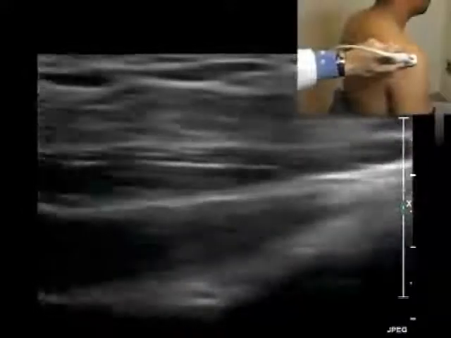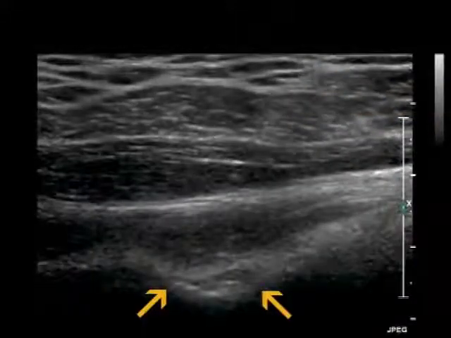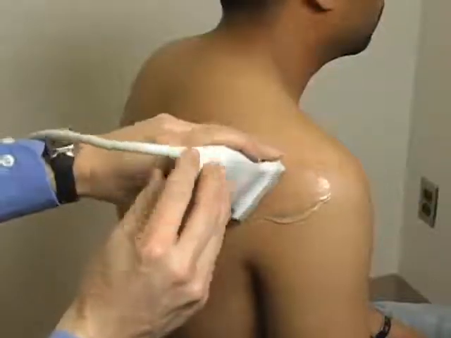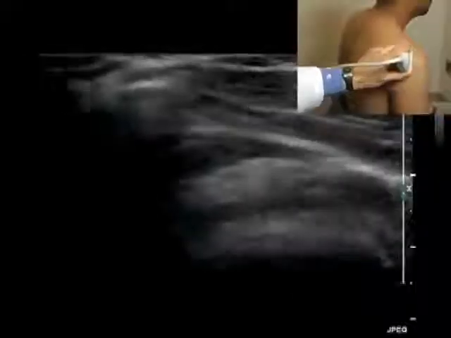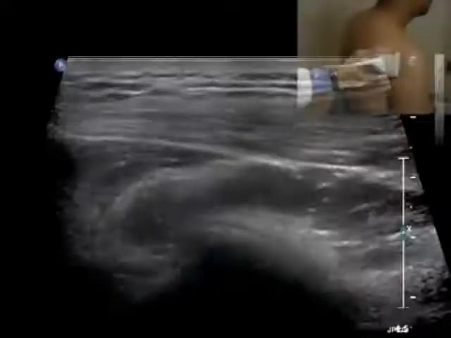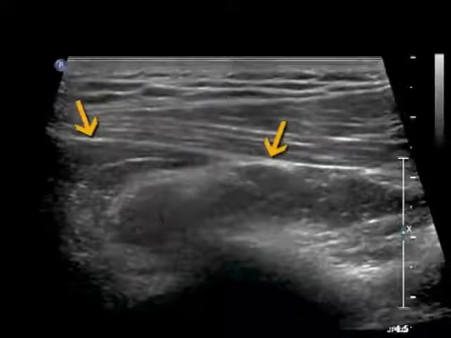The transducer is then moved medial to evaluate the spinoglenoid notch, seen as a characteristic concavity of the posterior scapula medial to the glenoid. The transducer is then rotated 90 degrees to visualize the infraspinatus tendon in short axis. It is also important to image the infraspinatus at the musculotendinous junction.